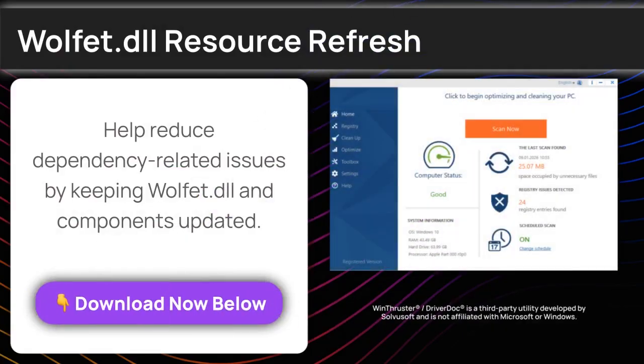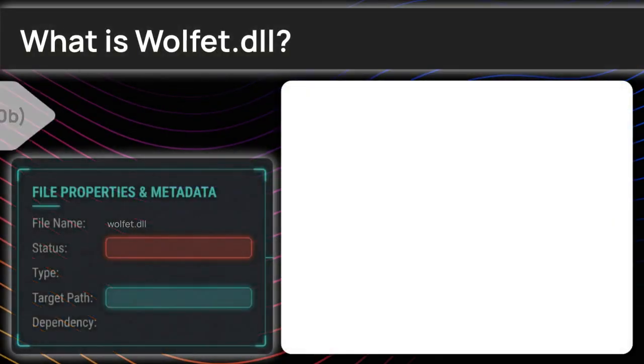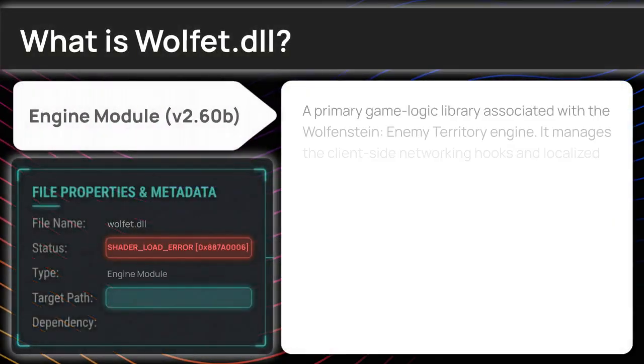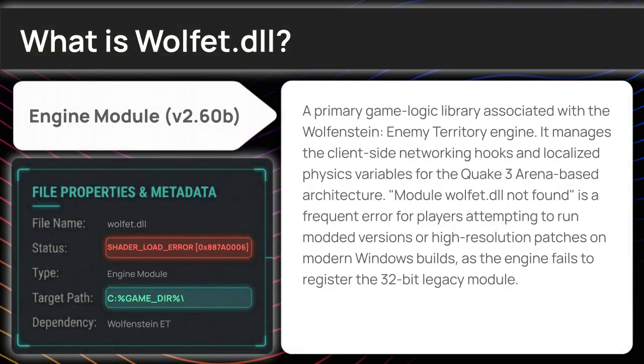This is the Wolfenstein Enemy Territory Library, a primary game logic library associated with the Wolfenstein Enemy Territory engine. It manages the client-side networking hooks and localized physics variables for the Quake 3 arena-based architecture. Module Wolfet.dll not found is a frequent error for players attempting to run modded versions or high-resolution patches on modern Windows builds, as the engine fails to register the 32-bit legacy module.